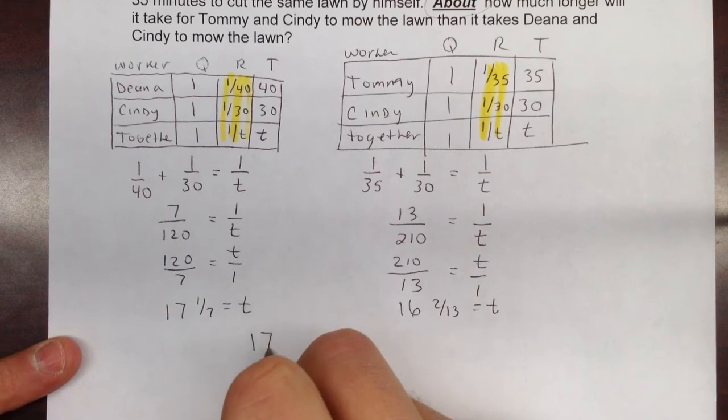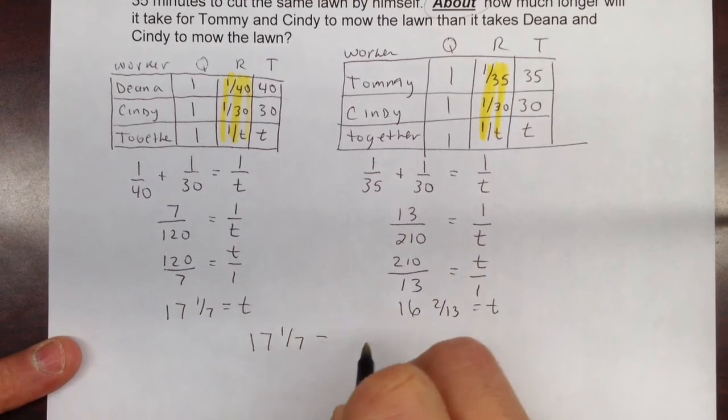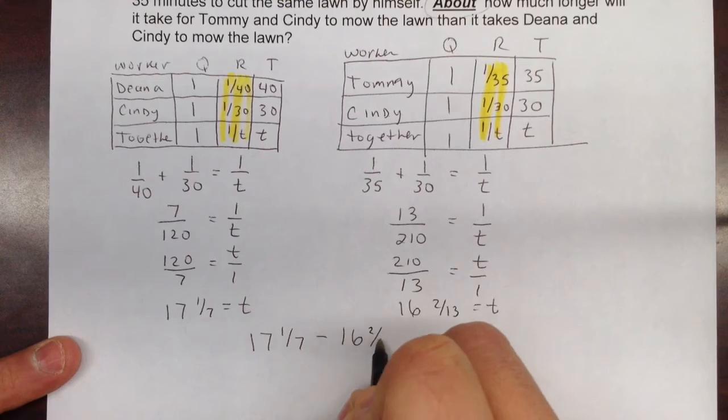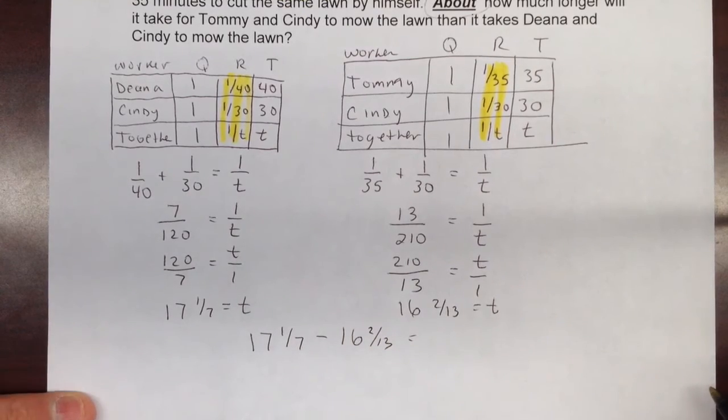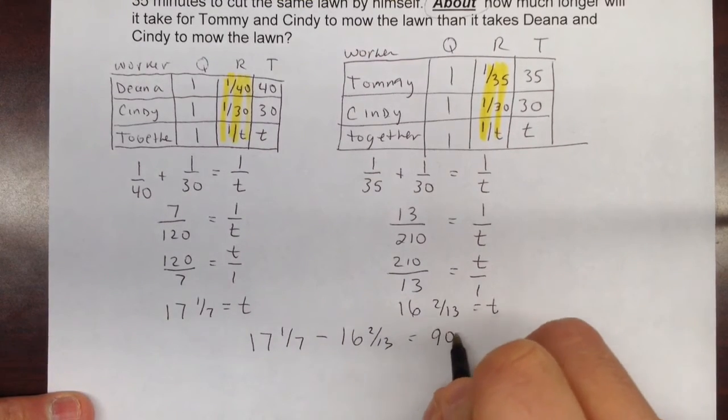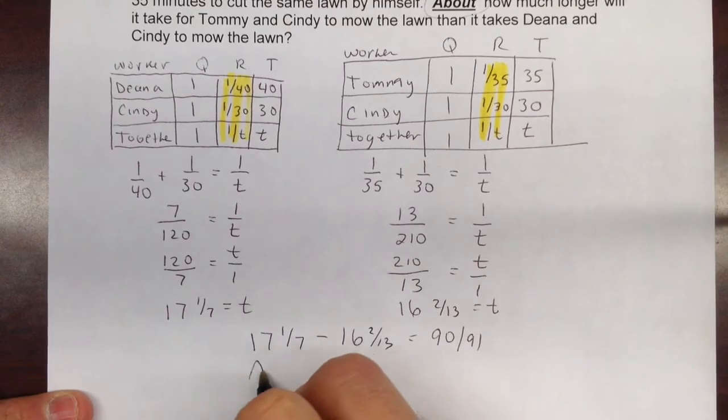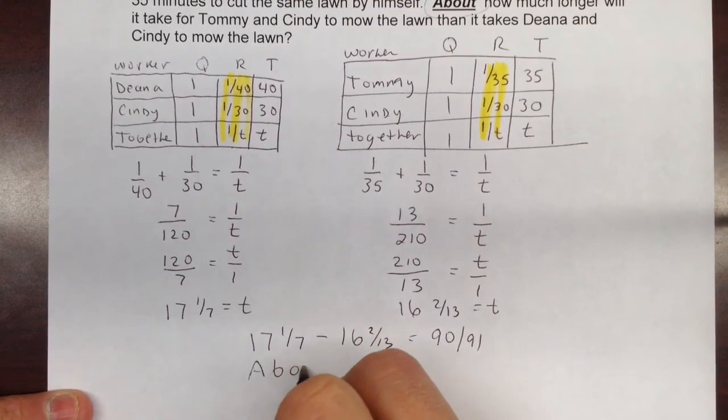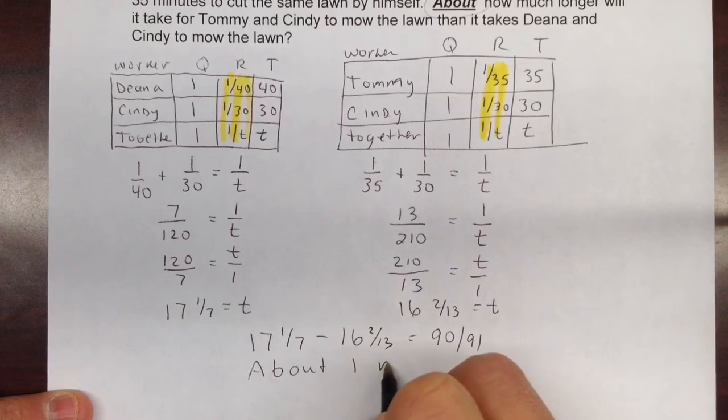So you find the difference, which is 17 1/7 minus 16 2/13. And again, your calculator should tell you that that equals 90/91, or about 1 minute longer.